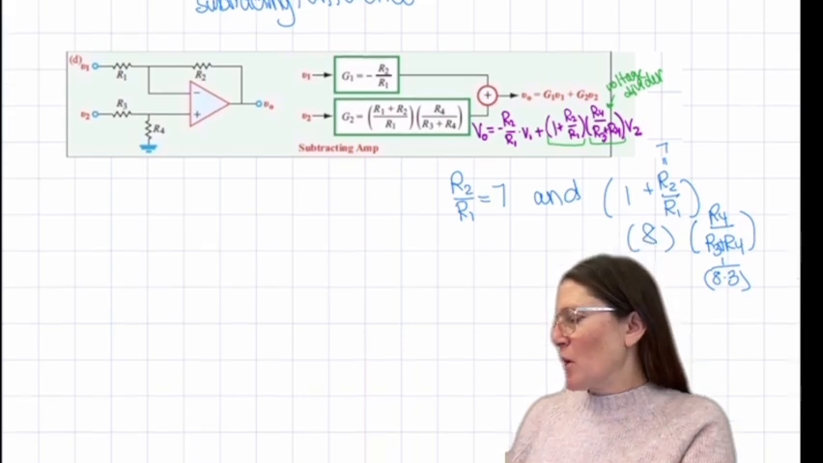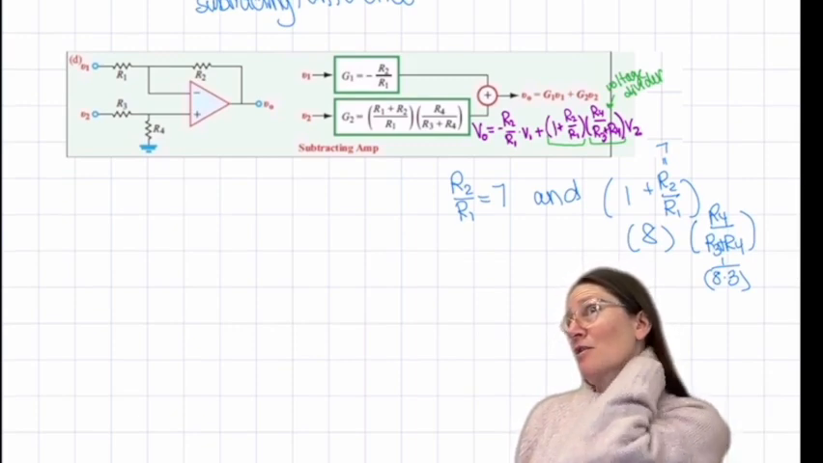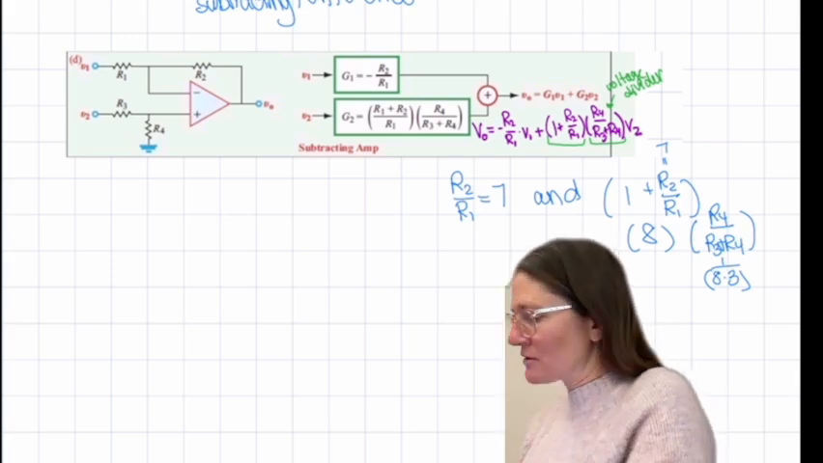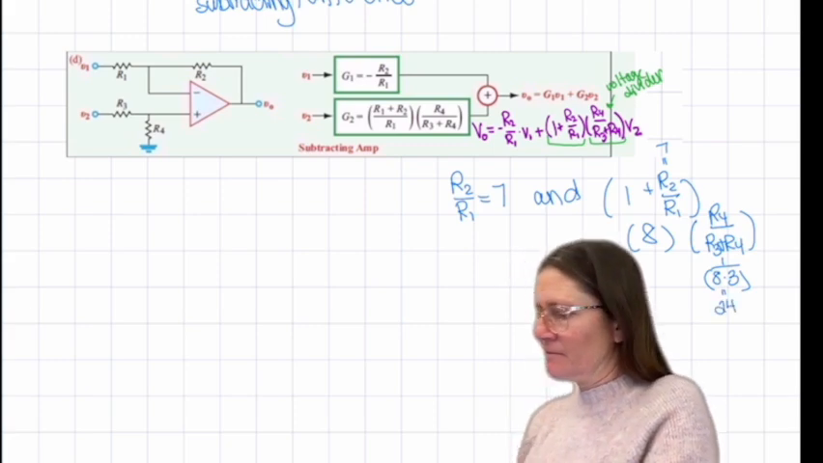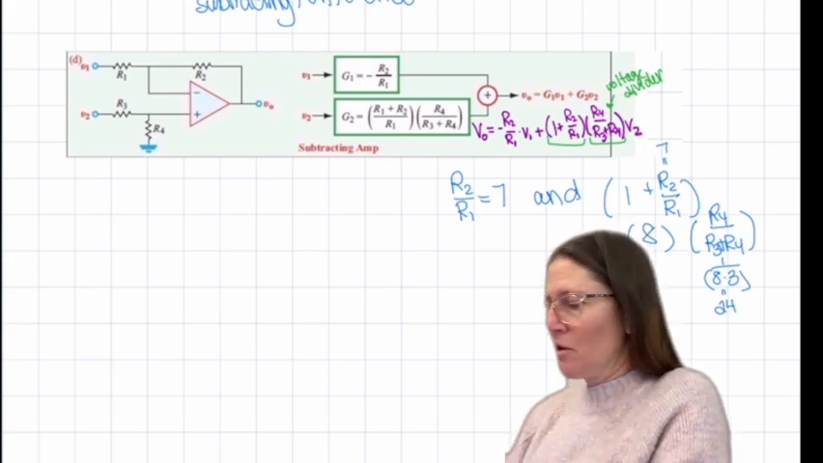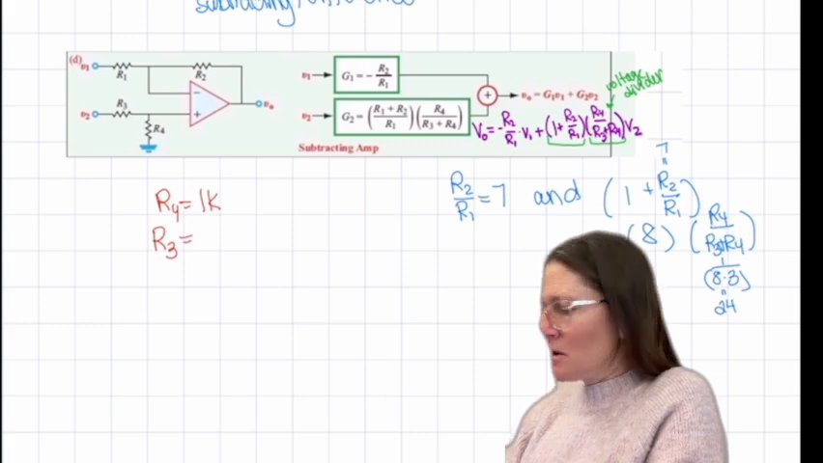So is there a way to create R4 over R3 plus R4 to be 8 times 3, which is 24? R4 could be 1 and R3 could be 23, right? Okay. So R4 could be 1K and R3 being 23K.